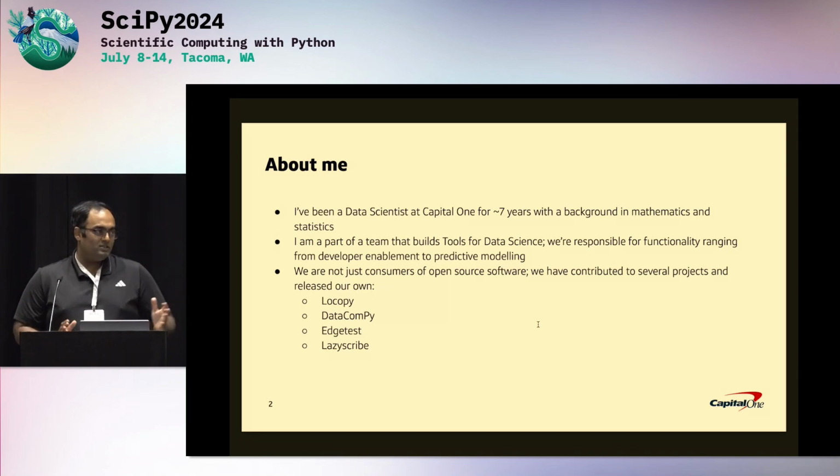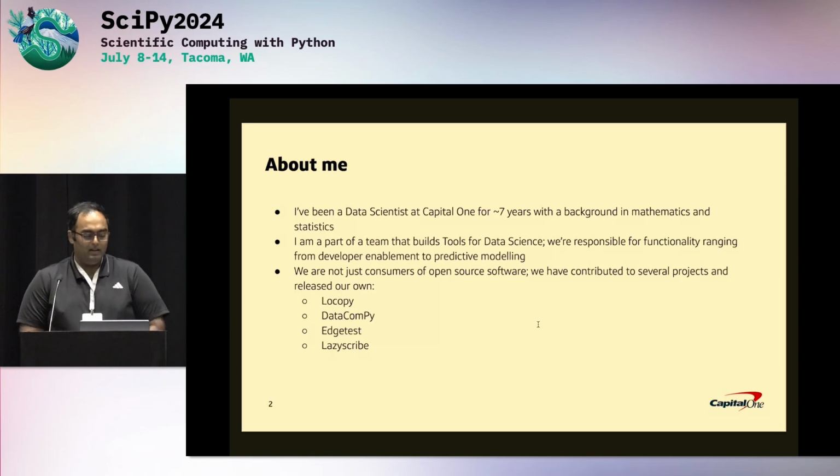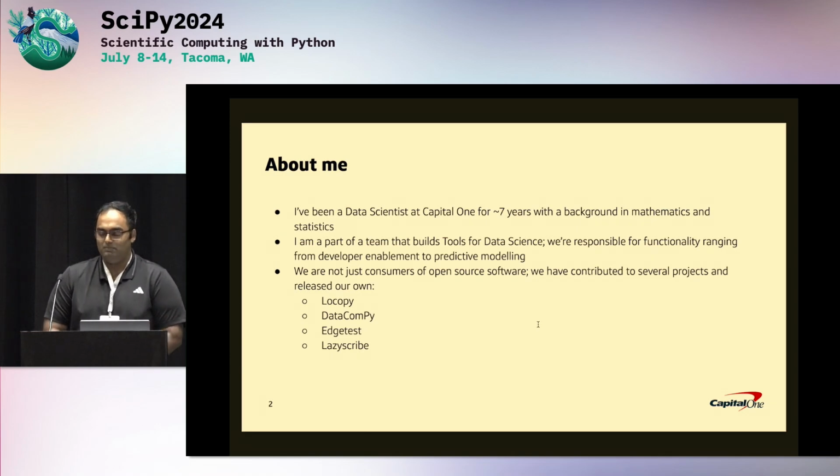We're not just consumers of the open source ecosystem. We try to contribute as much as we can, whether that's PRs to H2O or HyperOpt, or releasing some of our packages. So I've listed 4 projects here: LocoPy, DataCompy, EdgeTest, and LazyScribe, and that's just from my team. Capital One is a very large organization, and we have plenty of open source projects like Data Profiler, Rubicon. We try to be good citizens of the open source community as well.